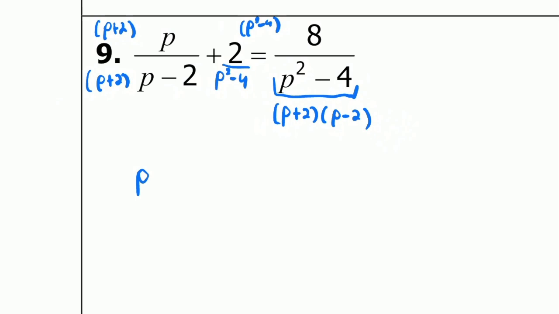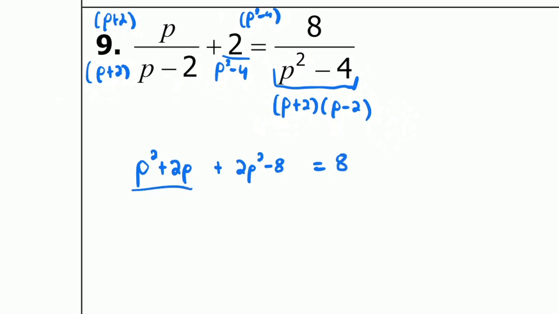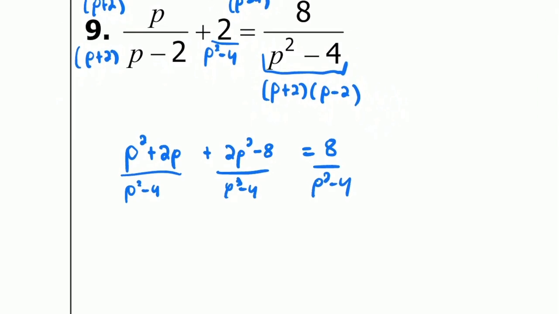So p times p plus 2 will give me p squared plus 2p. And then I'll have 2 times p squared minus 4, so plus 2p squared minus 8. And that's going to be equal to 8. I don't have to change anything with the 8, because that already has a denominator of p squared minus 4. And again, each one of these is going to be over p squared minus 4. And then again, since all of my denominators are the same, I can just solve my numerator.